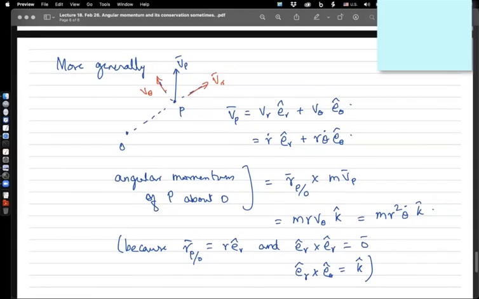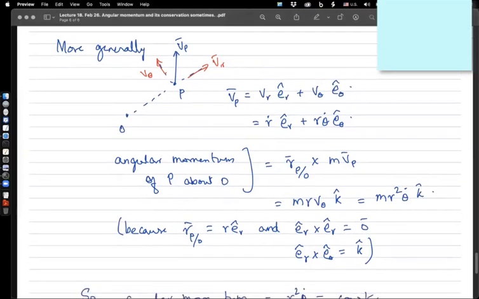MVP, VP is given by this formula, R dot ER plus R theta dot E theta, or VR ER plus V theta E theta. And you can show that when you take the cross product, this is what you get, MR V theta, or MR squared theta dot K. And that's basically because this R vector is basically R scalar times ER. So this vector is only along ER. So when you take the cross product of R ER crossed with something ER plus something E theta, ER cross ER becomes 0, and ER cross E theta becomes K, okay?